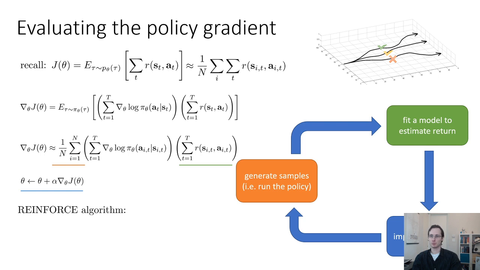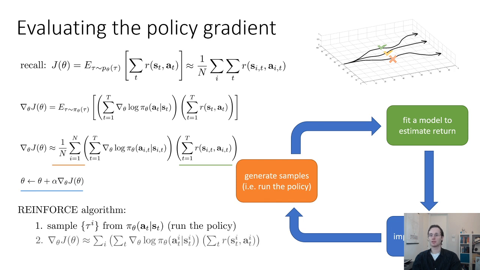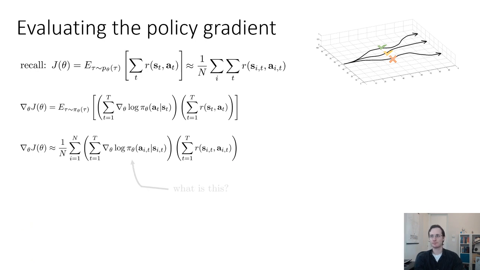So the classic Williams 1992 paper calls this REINFORCE. Just 3 steps: sample trajectories by running your policy, evaluate the gradient using those samples, and then perform a gradient ascent step. So this is REINFORCE or policy gradient, sometimes also called likelihood ratio policy gradient. So that's the basic idea. But let's unpack this method a little bit more.